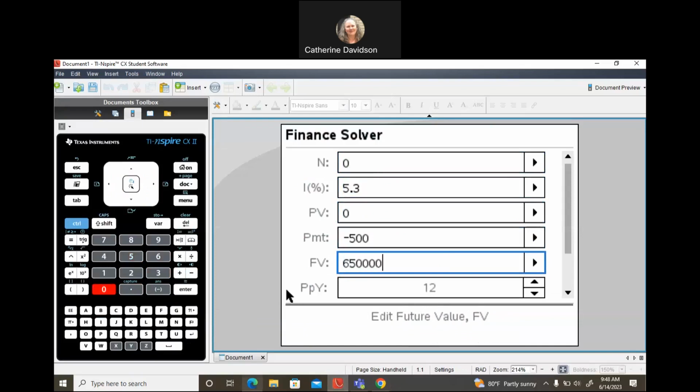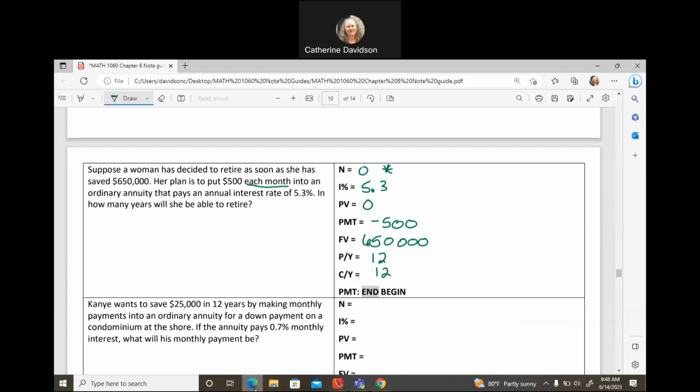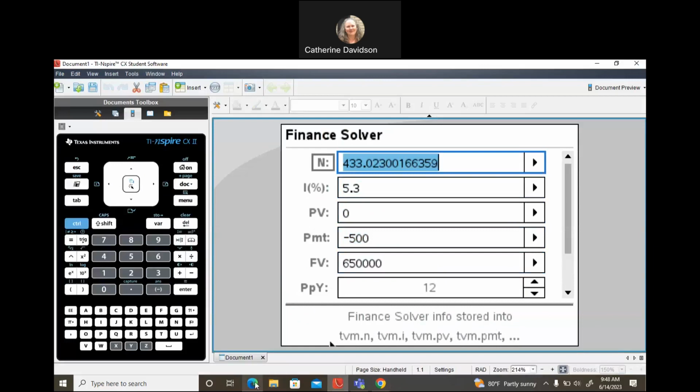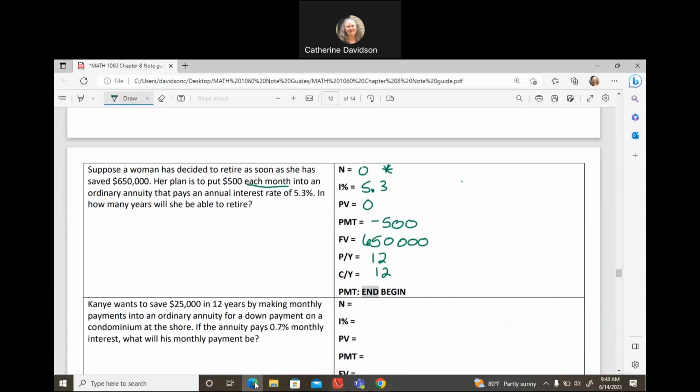Let me double check what I put in real quick. All right, so we're solving for n. We want to know how long it's going to take her to save the $650,000. So 433.02. Is it 433 years? We solve for n, so think about that.